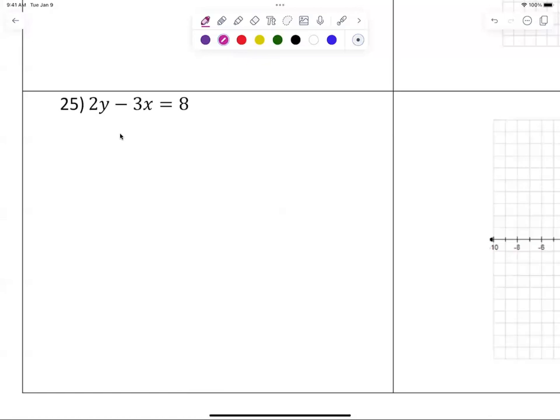All right, Mr. Wash, what am I going to do first on 25? Now remember, I'm trying to put it in the form y equals mx plus b. Yes, I have to move that to the other side. When I move it to the other side, it becomes a what? You got it. Good. 2y equals 3x plus 8. Now what?